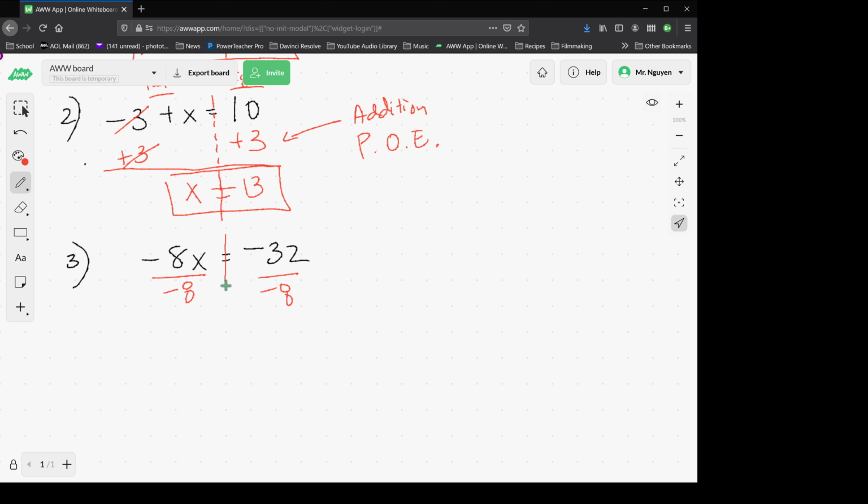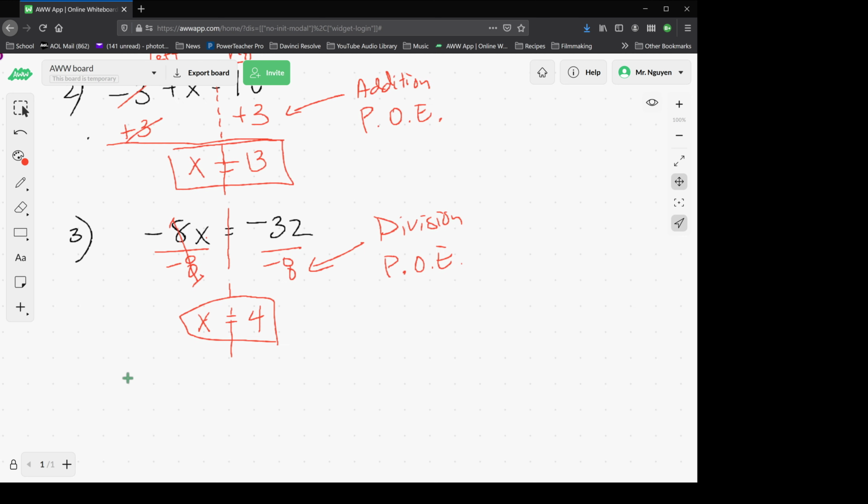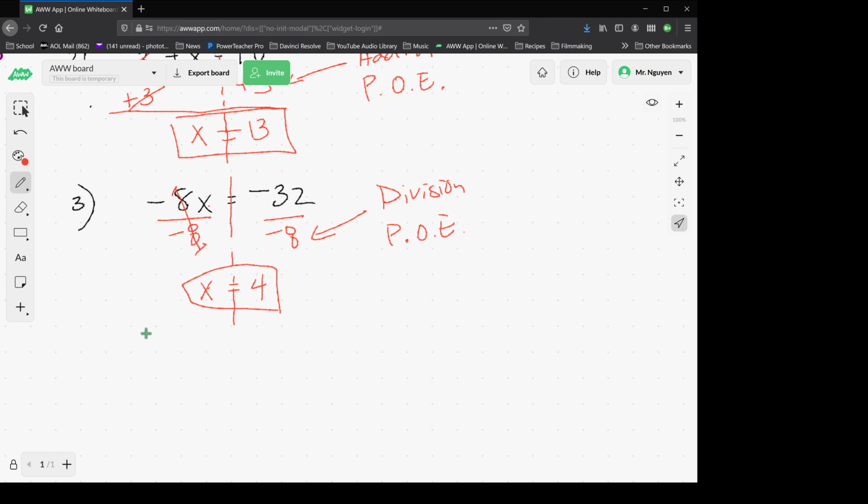So what we end up with is on the left-hand side, the negative 8 divided by negative 8 cancels out to become 1, and 1 times x gives us x. And that's equal to negative 32 divided by negative 8, which gives us positive 4. And what we just used here is the division property of equality. So it took us only one step to do this. Now let's take a look at another one.